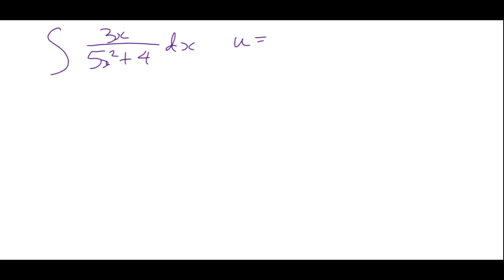Okay, so u is 5x squared plus 4. du is 10x dx.